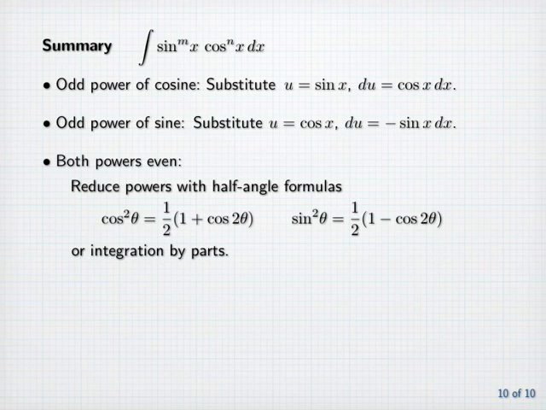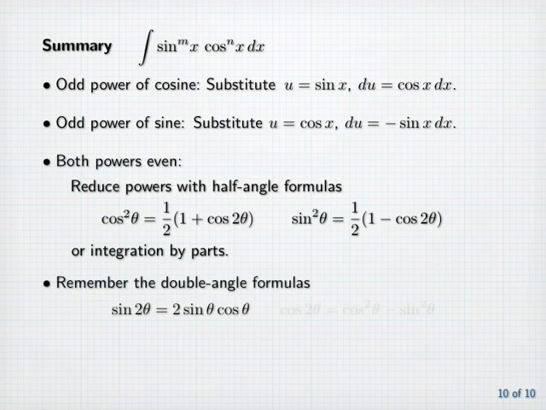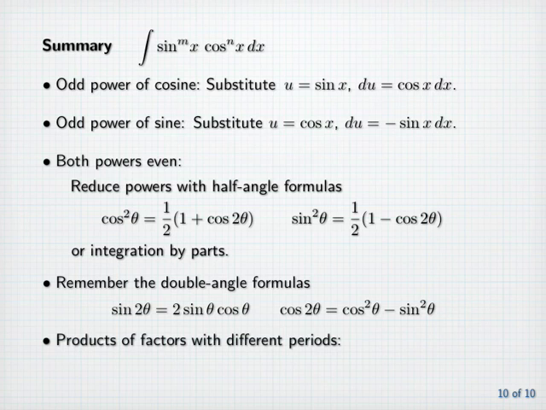Also, for processing our final results, we want to remember double angle formulas, sine of 2 theta equals 2 sine theta cosine theta, and cosine 2 theta equals cosine squared theta minus sine squared theta. And we've also seen that when we have products of factors with different periods, we can apply product to sum formulas to convert our integrand into something that's easily integrated.